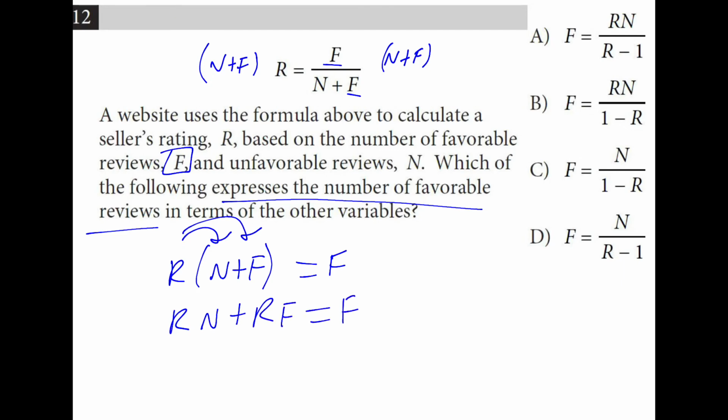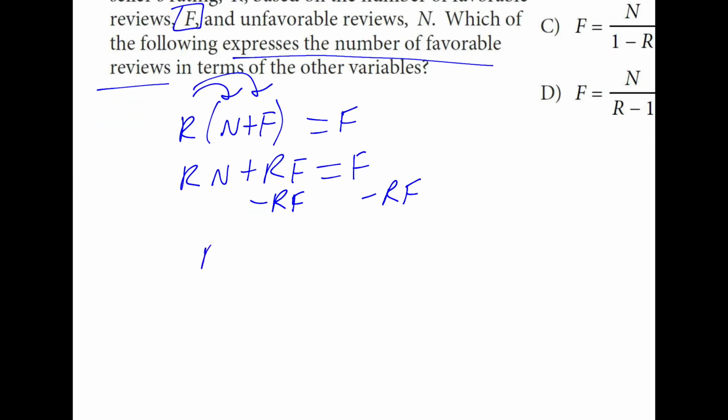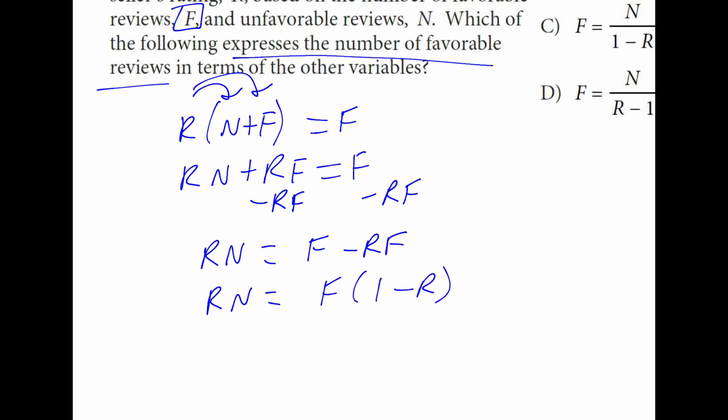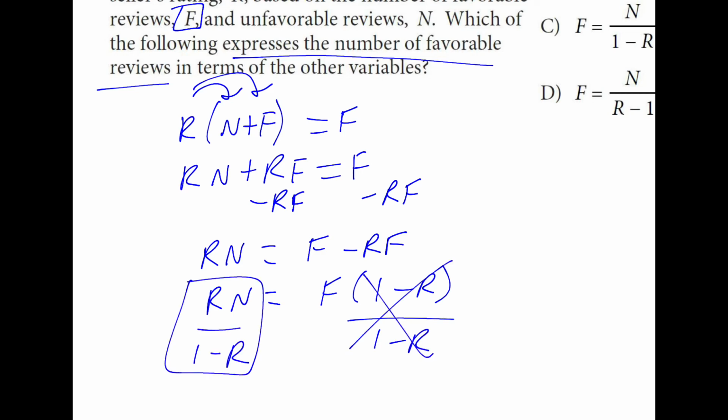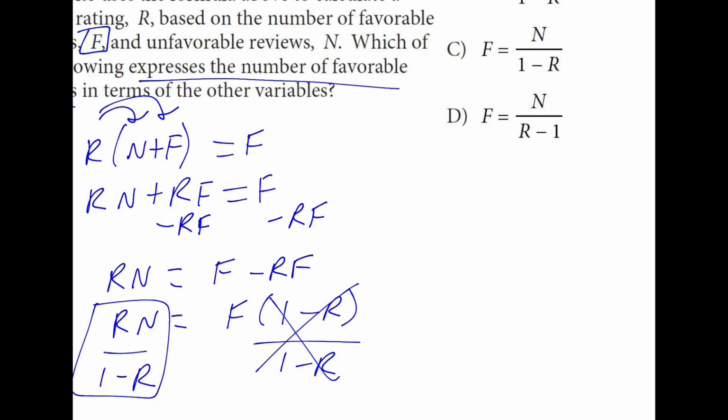And I want to get f by itself, so I can move it to either side. I think it's probably less work if I just move the f over here. So I have Rn is equal to f minus Rf. I can factor out an f, so I can say that Rn is equal to f times 1 minus r. And then I can divide by this 1 minus r. Goes away over here, and that's my answer.